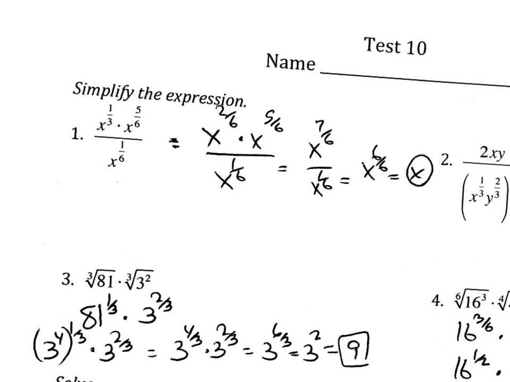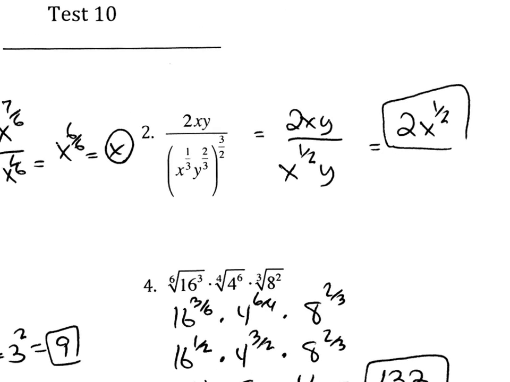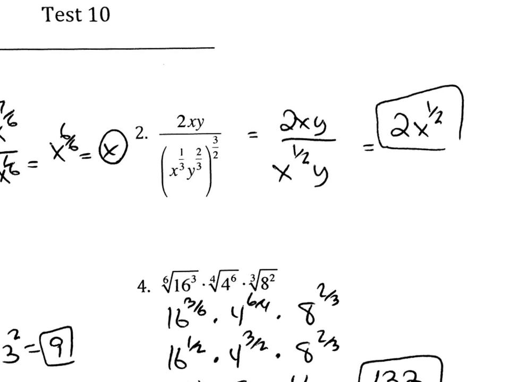Number one's got the fraction exponents. Don't forget your rules. When you multiply on the top, you add your two fractions together. You can punch those in your calculator. I went ahead and found a common denominator right here. And then you add them, you get 7/6. On the bottom, you have 1/6. When you divide, you subtract the exponents. 7/6 minus 1/6 is 6/6, which is really just 1. So it's just 1x.